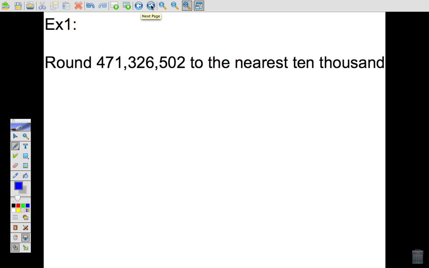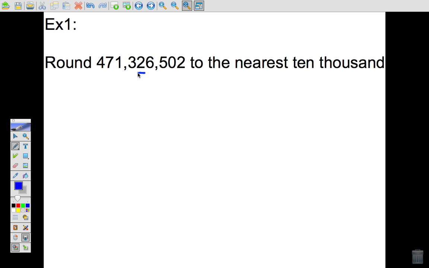We're going to use this chart when we round. In example 1, we have the number 471,326,502. What they want us to do is round that to the nearest 10,000s place. What we'll do is locate the 10,000s place and underline that digit. So we have ones, tens, hundreds, thousands, 10,000s. So I underline that digit. The first thing you do is underline the digit that you want to round to.